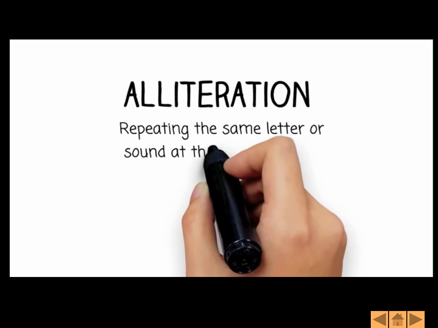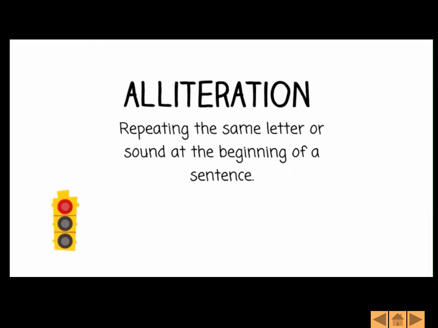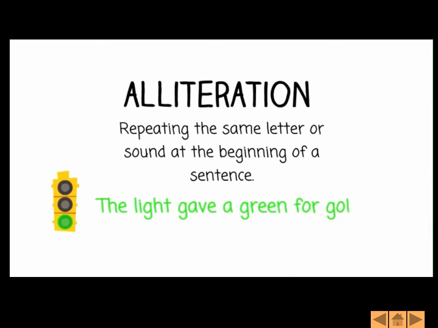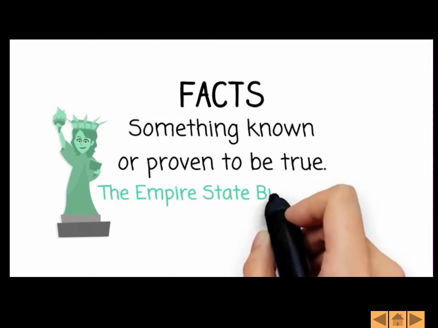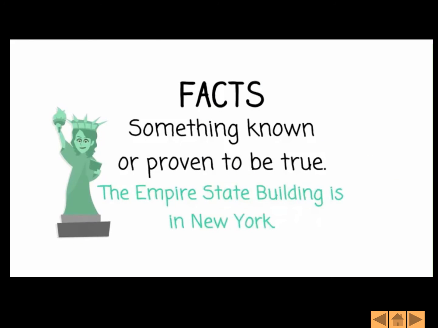So we start with alliteration. Alliteration, nice and simple. Alliteration just means repeating the same letter or sound at the beginning of a sentence. So the light gave a green for go, for example. You've got G, G, G. G for gave, G for green, G for go. Okay, so nice and simple. Facts then, again, simple enough, something known or proven to be true. So your example there, the Empire State Building is in New York. That is true, that is a fact. Okay, nobody could question it.